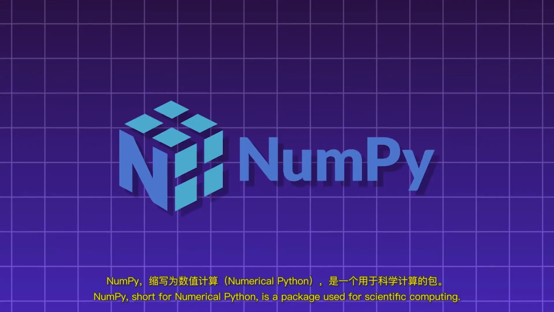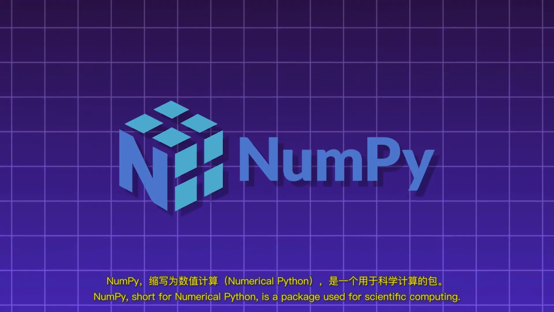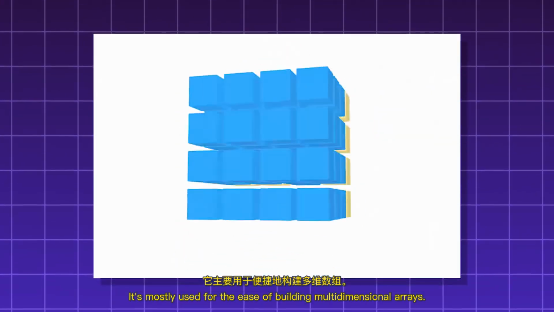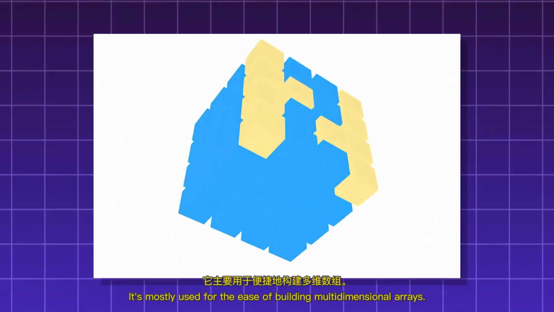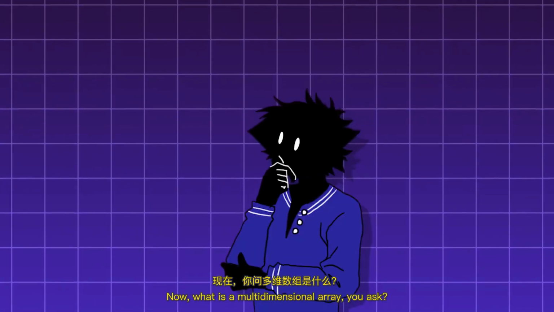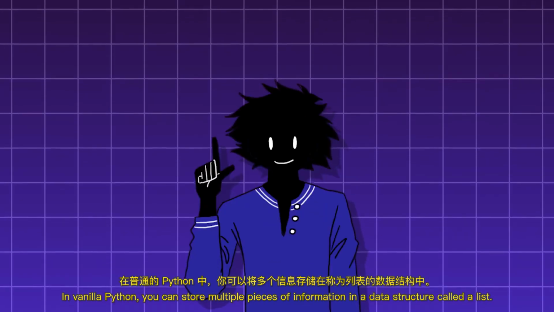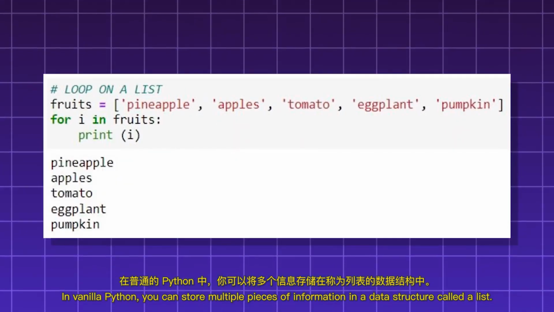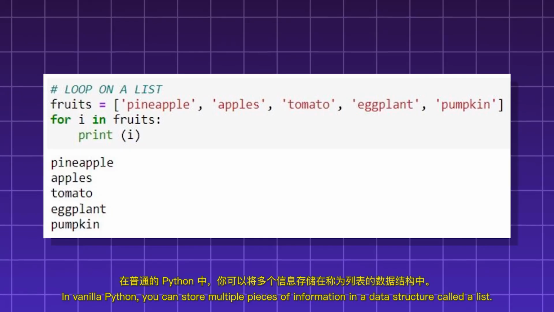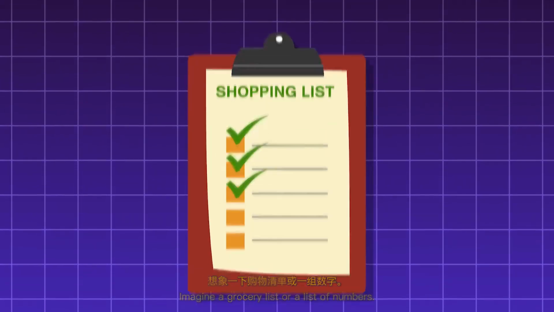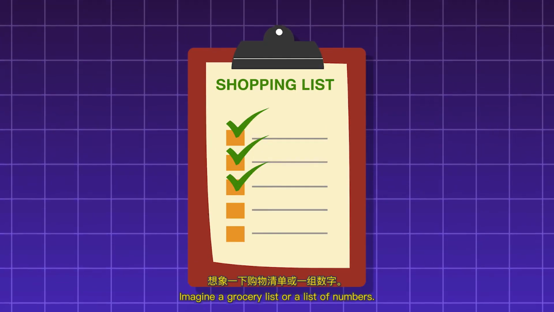NumPy, short for Numerical Python, is a package used for scientific computing. It's mostly used for the ease of building multi-dimensional arrays. Now, what is a multi-dimensional array, you ask? In vanilla Python, you can store multiple pieces of information in a data structure called a list. It's basically what it sounds like. Imagine a grocery list or a list of numbers.